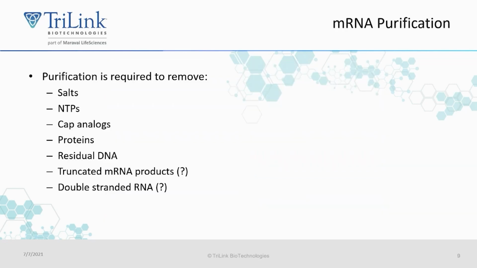mRNA purification is required to remove salts, NTPs, cap analogs, proteins, and residual DNA. There are also options to enhance the purification methods by removing truncated RNA species and double-stranded RNA. So depending on the method of manufacturing and purification selected, we may need to control for these impurities throughout the process.